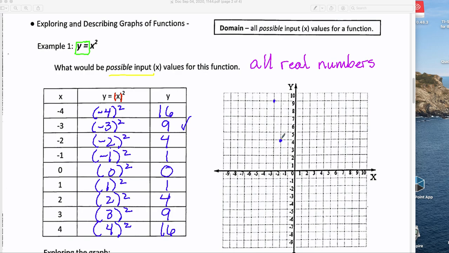And negative 1 and 1 is right here, sort of. And 0, 0 is right here. That got a little better. And here's 1 and 1, 2 and 4, and 3 and 9.